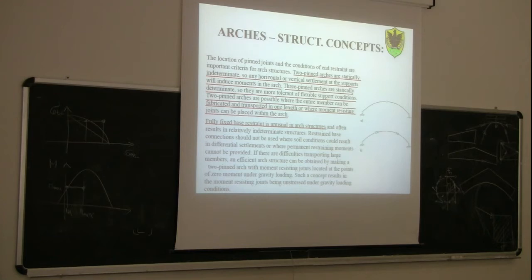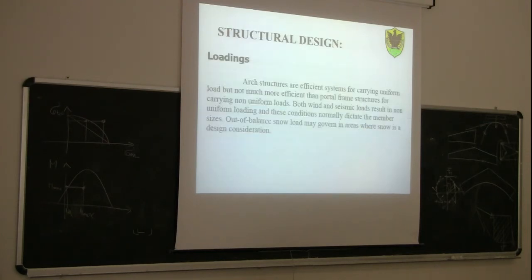Okay, a fully fixed base instead is unusual. And this solution B is a 2-pin arch made of 3 pieces, where the splice joints are located more or less at the third. So they should be the points of zero moment under gravity loading.